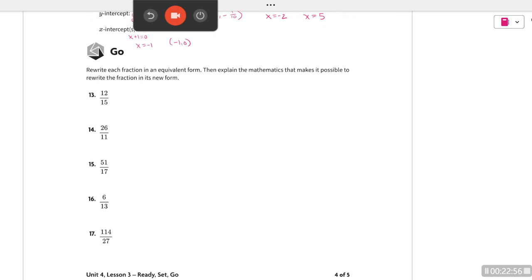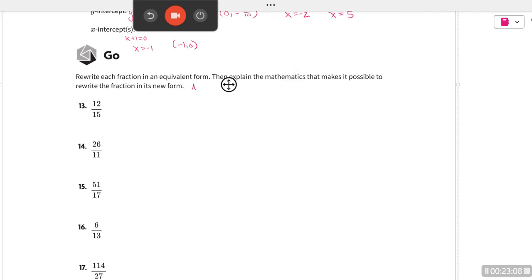So our go questions. Rewrite each fraction in equivalent form. Then explain the mathematics that makes it possible to rewrite the fraction in its new form. So here, there's many possible answers. Many possible answers for each.